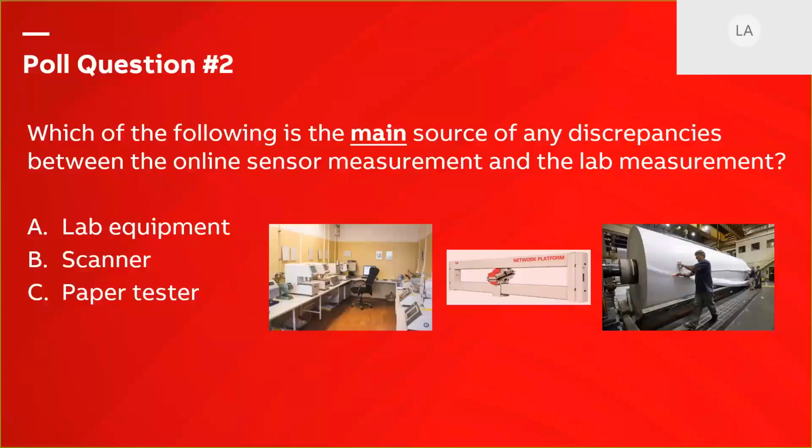Because we get plenty of phone calls from the lab or the machine operators, they call us, they say, well, the moisture is off by 1%. Can you check the scanner? We hear that all the time. So in many paper makers' minds, the only contributing factor to a discrepancy between the lab and the scanner must be the scanner. So I'm really curious to see what your answers are here.